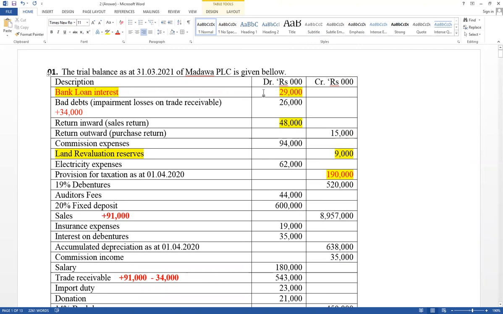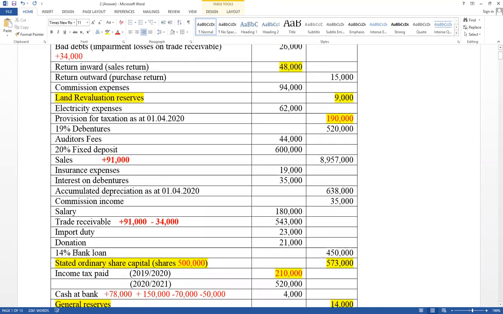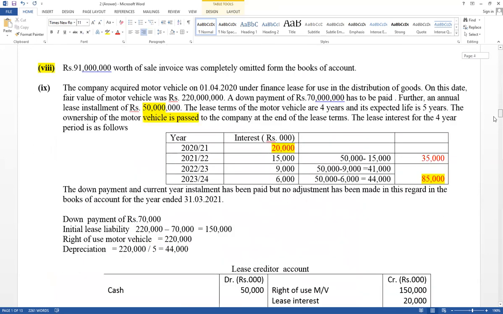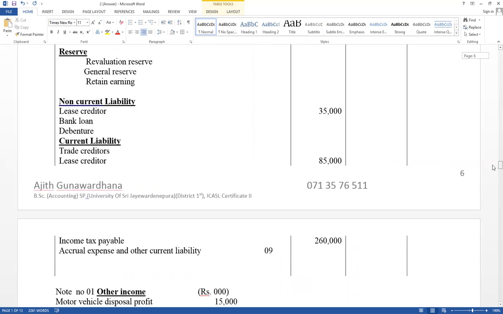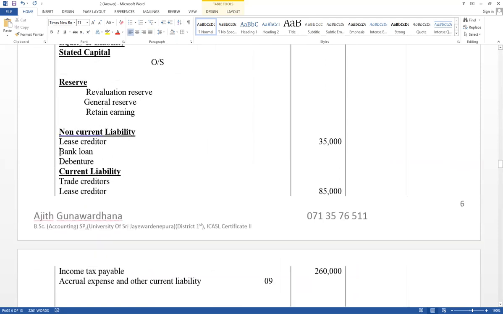That is interest paid in cash. Right, first one, bank loan should be included non-current liability. Bank loan 450,000. Based on this value, 14% loan interest should be calculated. It should be included financial expense. First one, bank loan 450,000 under non-current liability. Just given 14% bank loan, value equal 450,000.